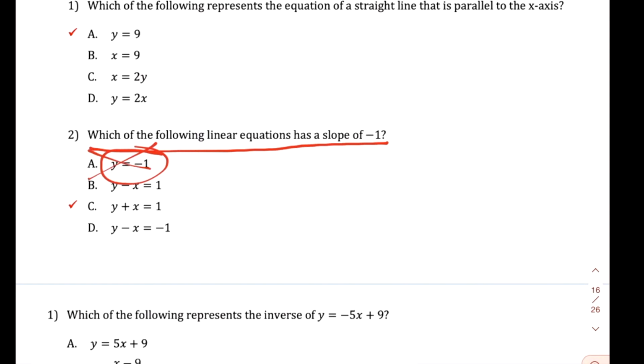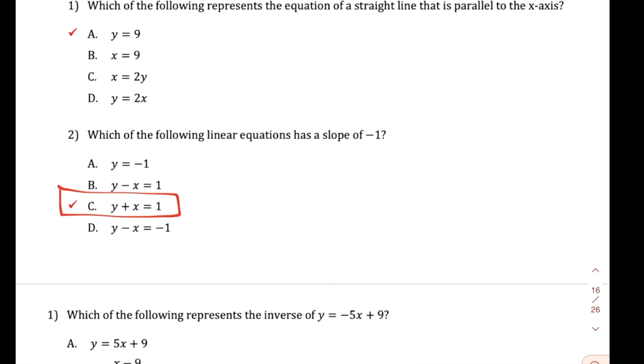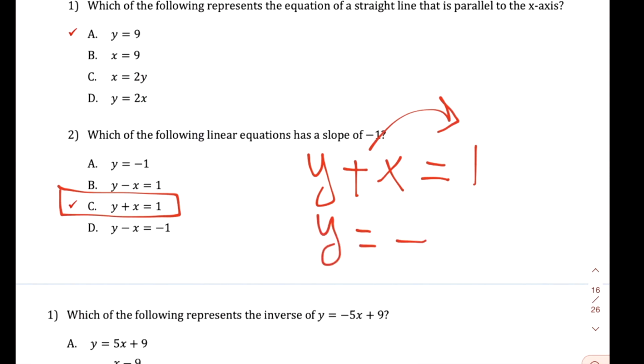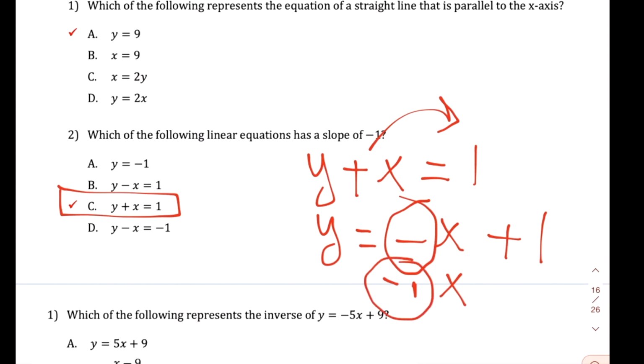Now, they've taken this option. How do they know? Actually, it's easy. You have to make it y equals slope-intercept form. So you have to move this x to the second side, and you get y equals negative x plus 1. As you can see, this is your m. Negative x means negative 1 times x, and that's why the slope is negative 1. Is this clear?